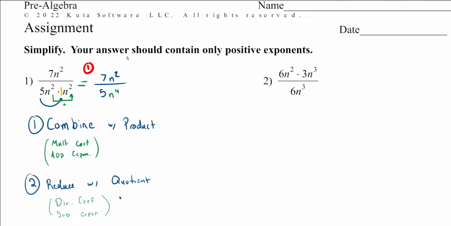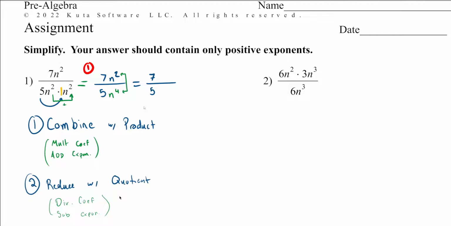Combine. Now, we're going to do the second step. Reduce. And we do that through division, or the quotient property. First thing I want to do is try and divide the coefficients. These don't divide evenly in either direction, so it's going to stay as a fraction. And this fraction, 7/5, is already in simplest form, meaning I can't reduce these numbers using a common factor. So we are done dividing. Now I'm going to subtract. Let's subtract 2 and 4.